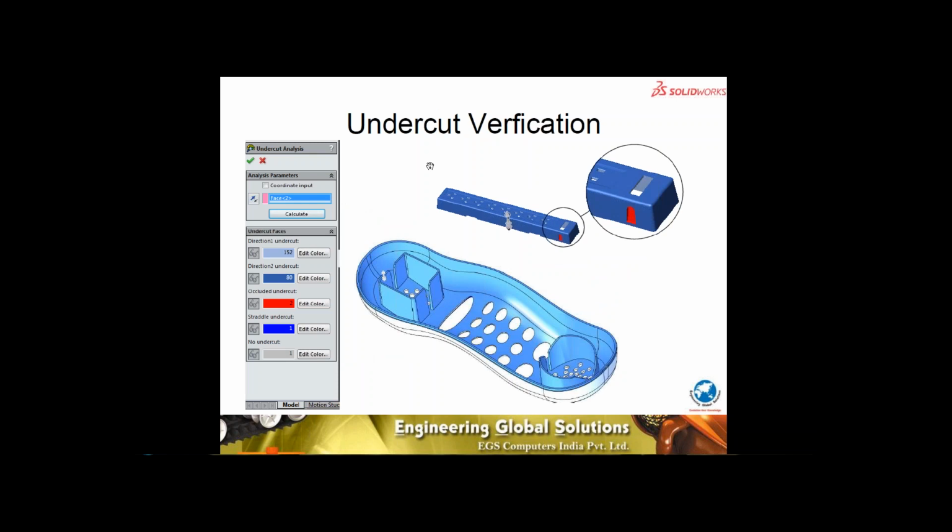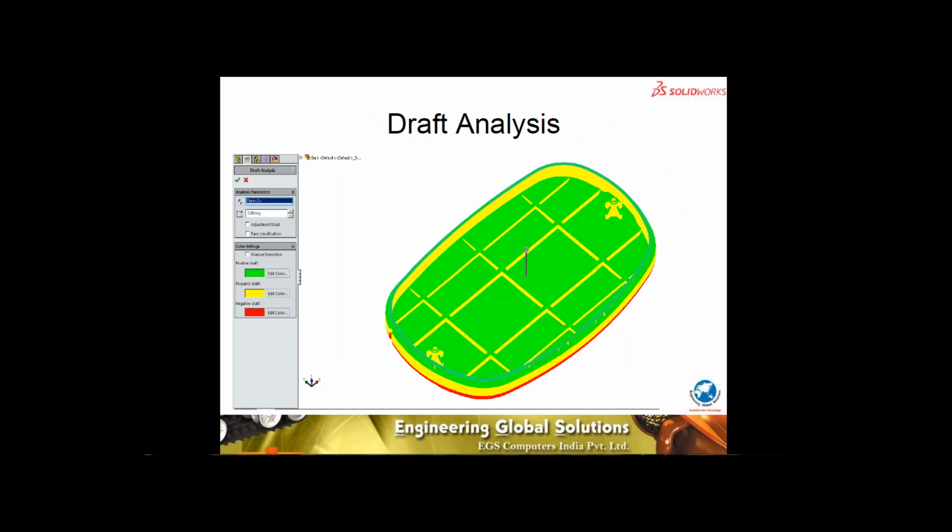Undercut verification is another one which could help before a tooling gets signed off, in the verification of the process. This is very important, especially when we are signing off on the tool. And then there is the draft analysis for looking at whether the draft required on the castings or the mold is adequate enough. You can check this as well.